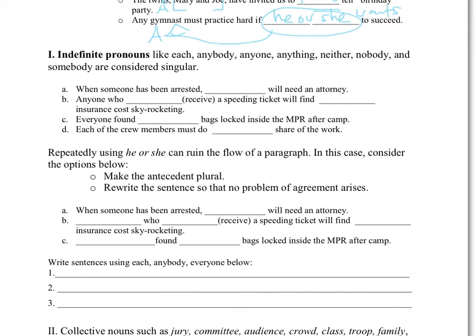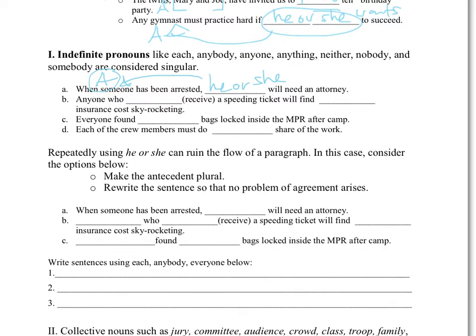Now let's look at indefinite pronouns like each, anybody, anyone, anything, neither, nobody, and somebody. They're considered singular. That's the rule. So when someone has been arrested, he or she will need an attorney. Why is it he or she and not they? Because the antecedent, someone, is singular.